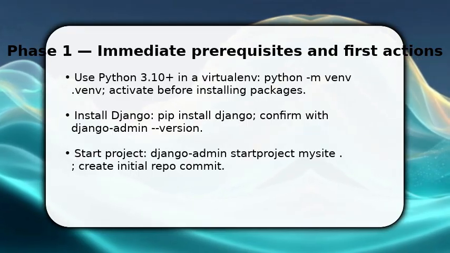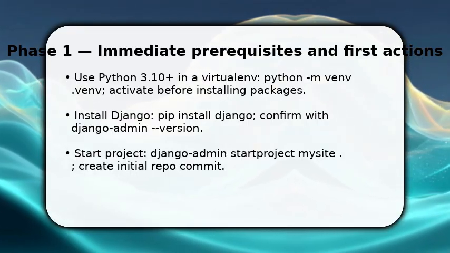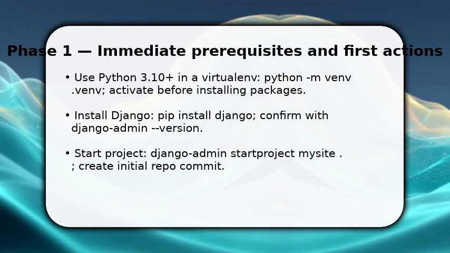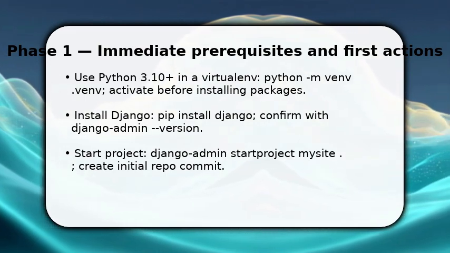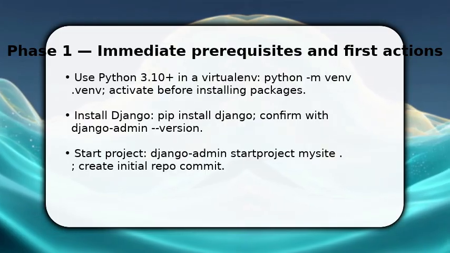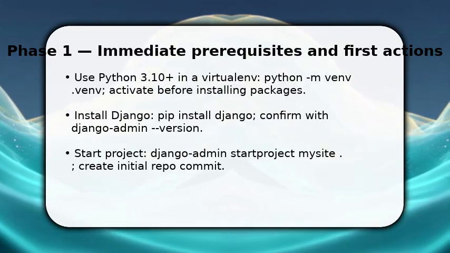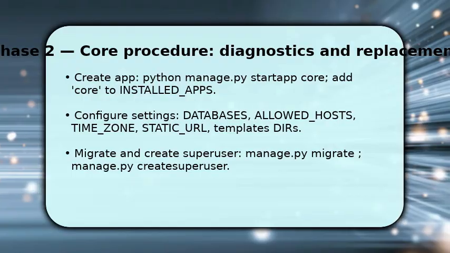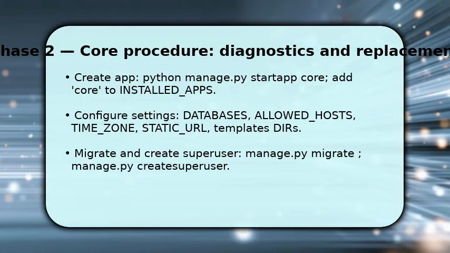After scaffolding, initialize a git commit so you can roll back. This first commit captures the clean baseline. Next, add functionality by creating an app with startapp and registering it in installed apps. This wires models and views into Django's lifecycle.